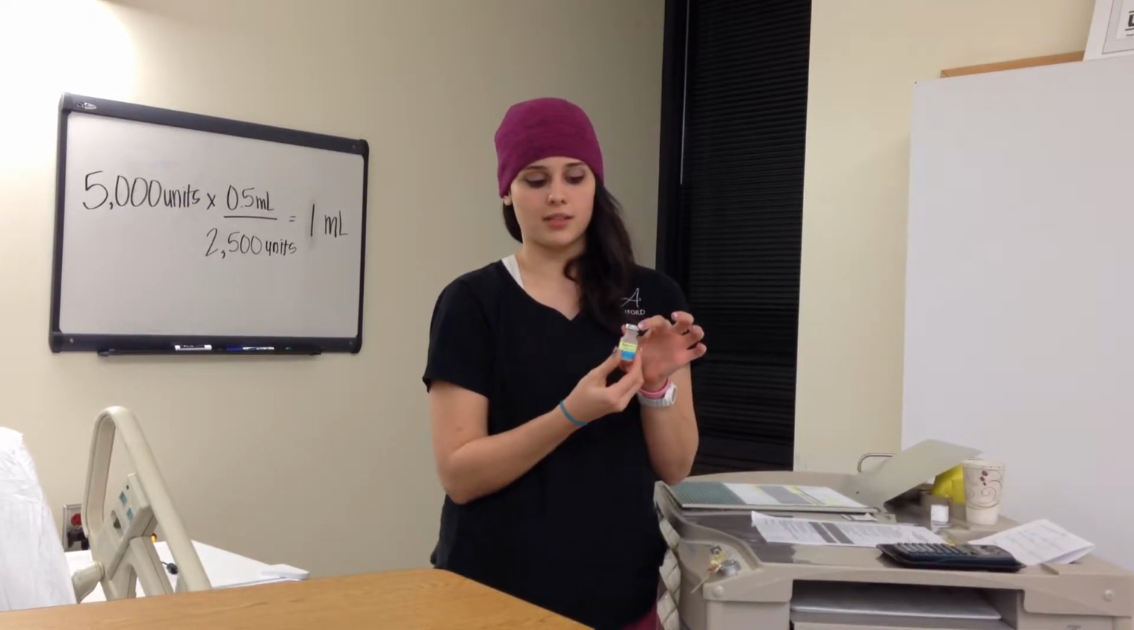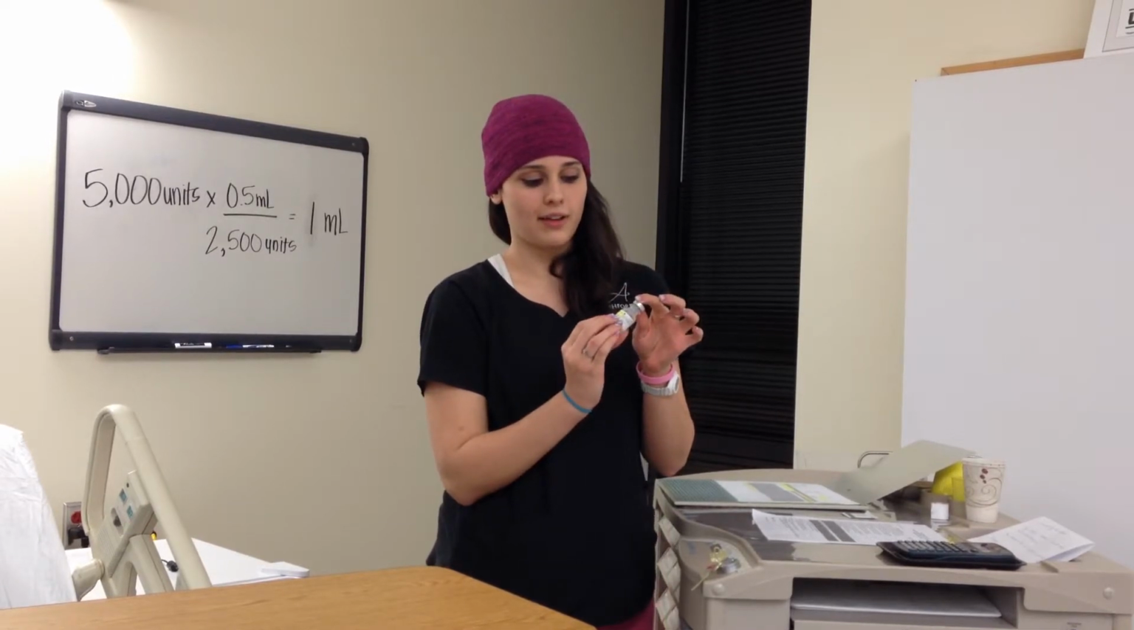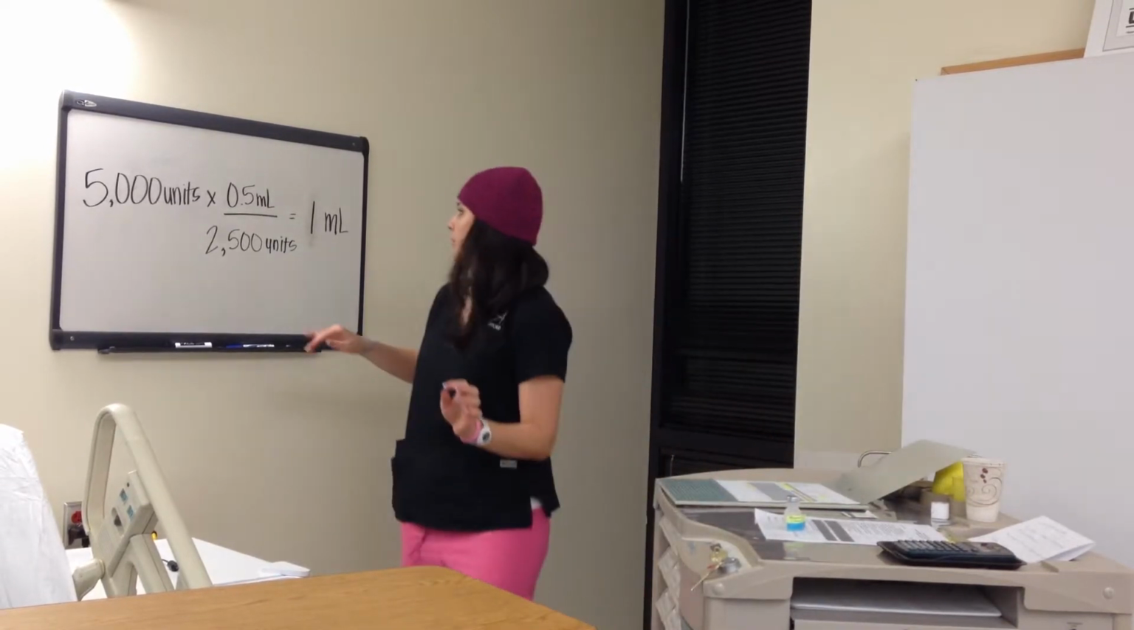The first thing I want to do is look at the expiration date, and the expiration date is December of 2016, so it's appropriate to give this medication, and it's in good condition. So now what you want to do is calculate the dosage of your medication. So the order is for heparin, 5,000 units subcutaneously twice daily, and the conversion ratio on the bottle is 2,500 units per 0.5 milliliters. So we've got the calculation on the board here.